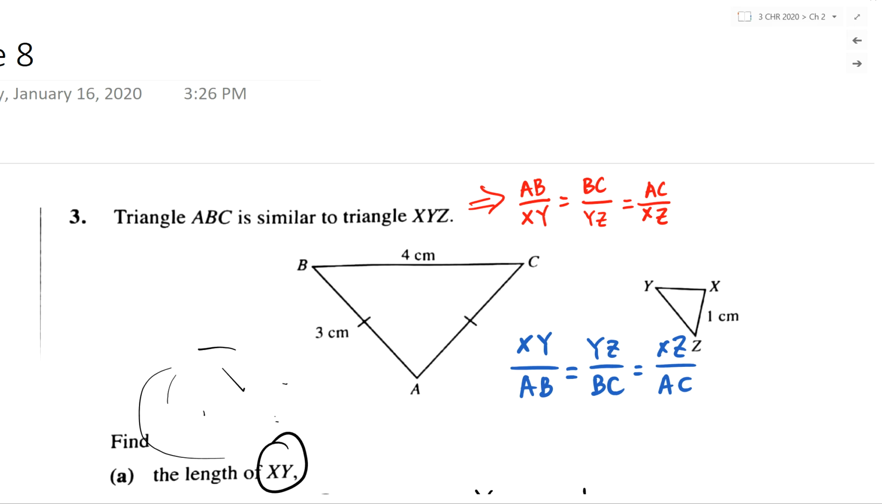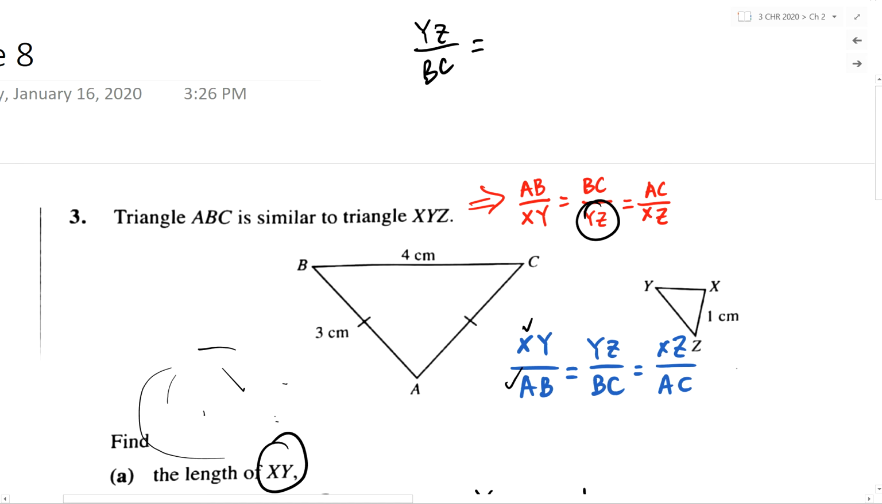I prefer to use blue color because YZ now is found here. I prefer my unknown to be in the numerator. Right, part B, YZ. I'll do it at the top over here so that you can see the diagrams. YZ over BC. That's the first step. YZ over BC equals to, we can now choose any other fraction you like because we've got XY, we've got AB, XZ, AC. We have all of them already.